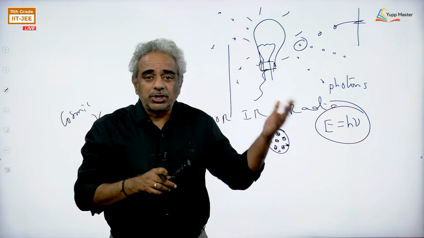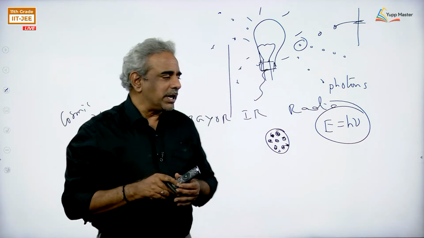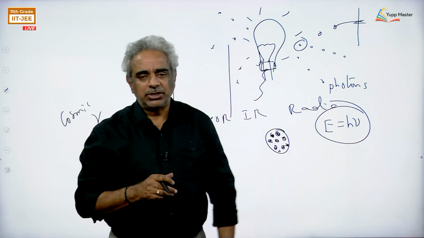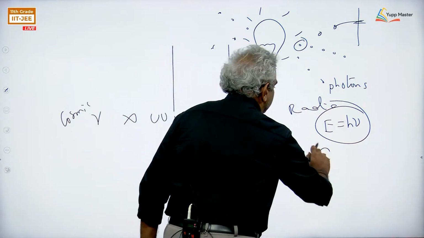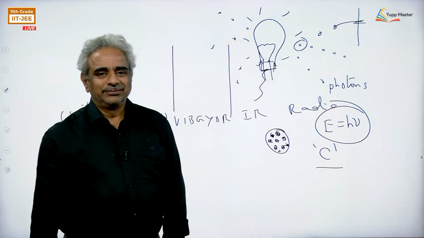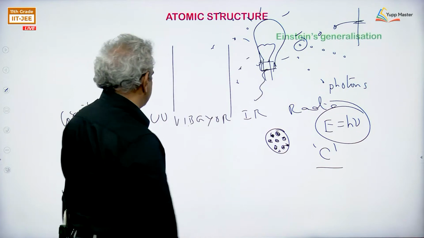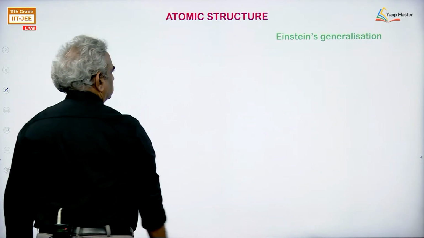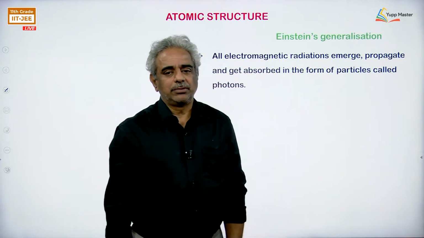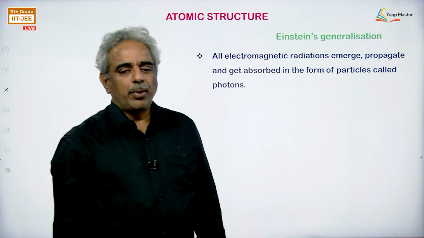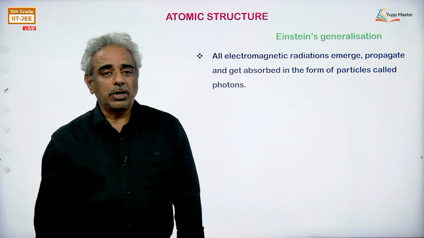Albert Einstein's generalization of Max Planck's quantum theory. He says a photon has E is equal to h nu energy. A photon has a speed c. A photon has velocity c. Einstein's generalization: all electromagnetic radiations emerge, propagate and get absorbed in the form of particles called photons.